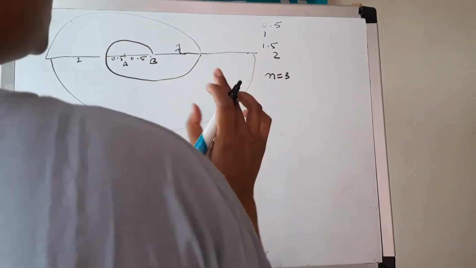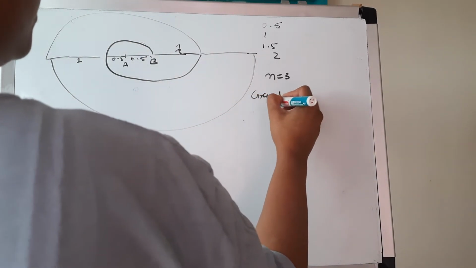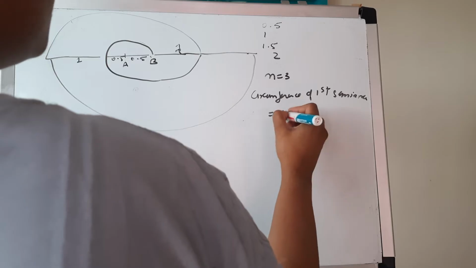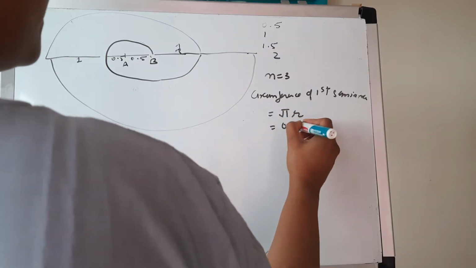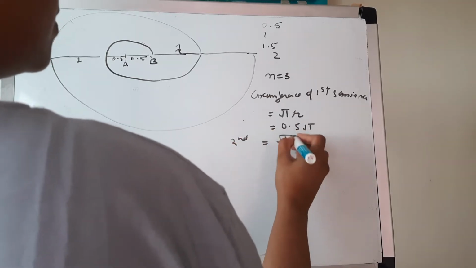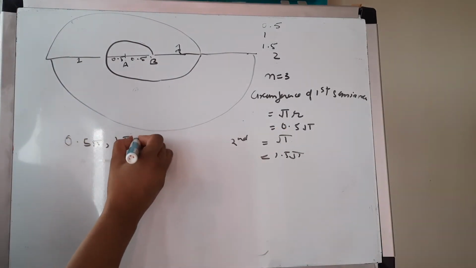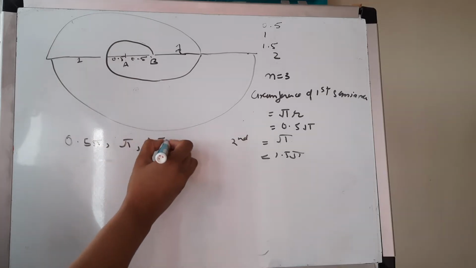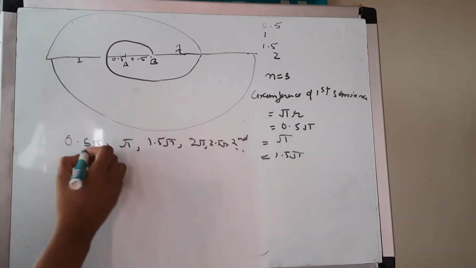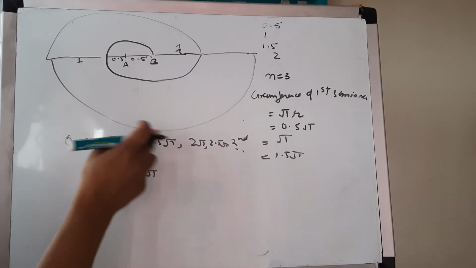So what is the first term here? The circumference of the first semicircle is pi r. We know the formula, which is 0.5 pi. Second one pi, third 1.5 pi. So what is the series? 0.5 pi, pi, 1.5 pi, 2 pi, 2.5 pi and so on. So what is A? A is 0.5 pi. What is D? 0.5 pi, right?